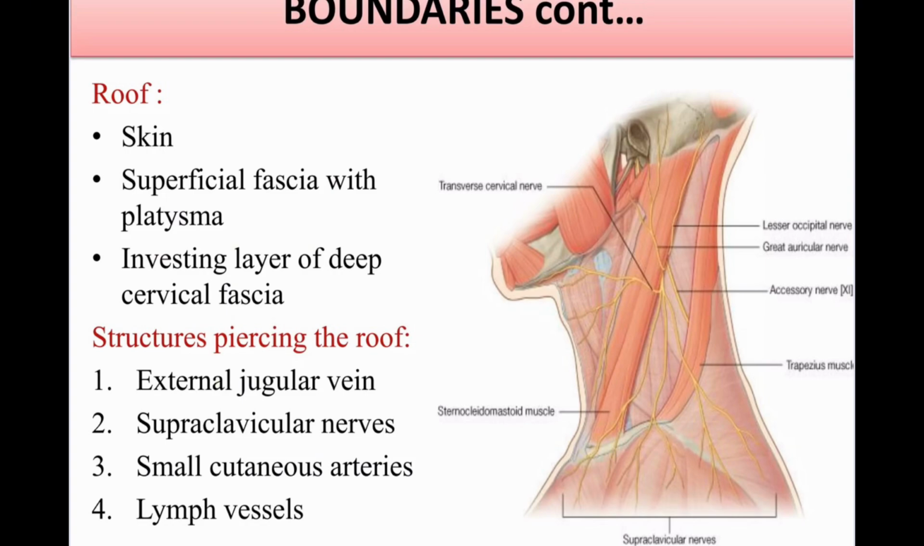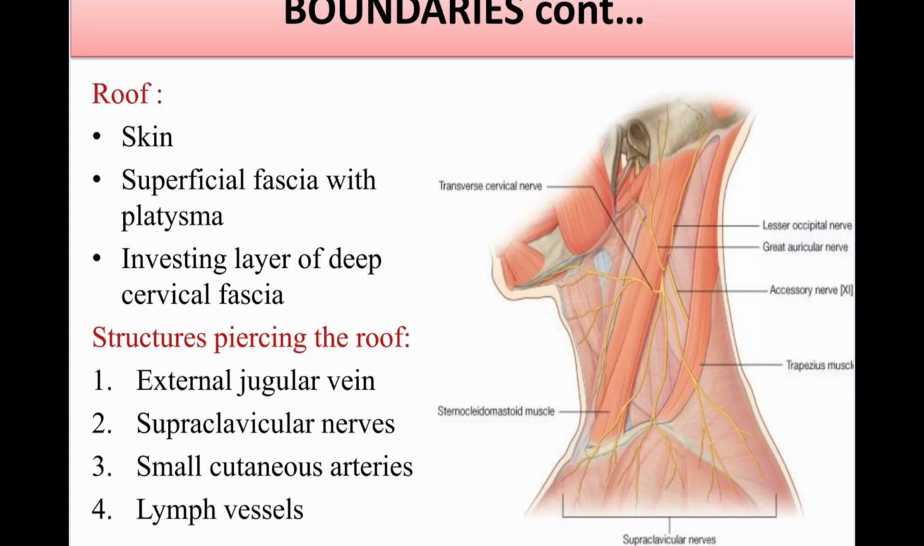In the superficial fascia that also forms part of the roof, what can you see? You can see the platysma muscle, which we'll discuss. You can see the external jugular vein and the posterior jugular vein, with many cutaneous nerves and vessels. You can also see some cutaneous branches from the cervical plexus that pierce through the roof.